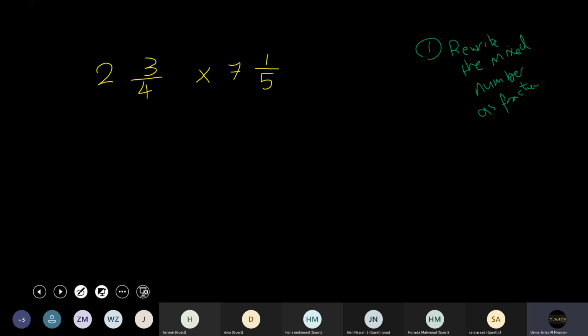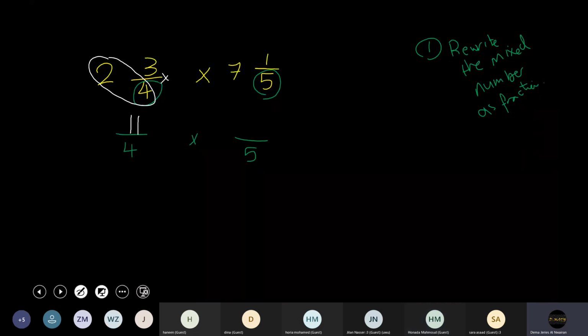Now, how? Remember, where's the denominator? It's 4. So keep 4 down here. And here the denominator is 5. So keep the 5 down. But now I need to fill the numerator. As I told you, you have to multiply 2 times 4. 2 times 4 is what? 8. Plus 3 equals 11.